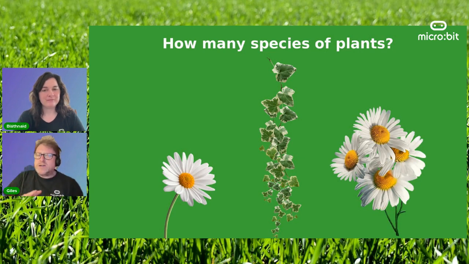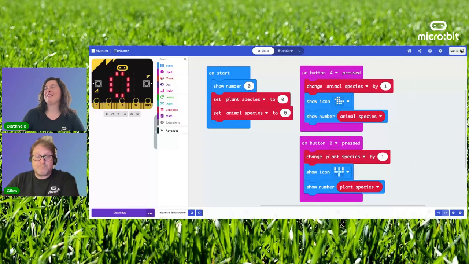I think there are only two species here because I've got flowers like daisies. They look the same. So although there's lots of flowers there, that's only one species that I've spotted. And then there's some ivy, some leaves growing in the middle. So I think here, if I saw that when I went outside, I would log two plant species. I would press button B twice. Fantastic. That is very accurate and correct.